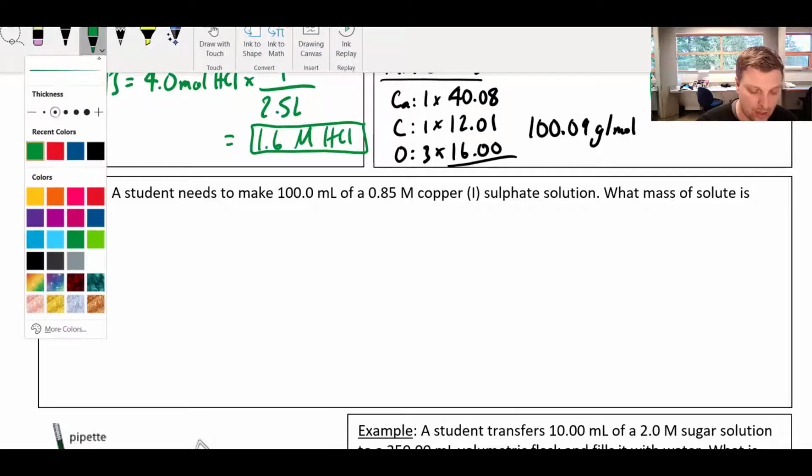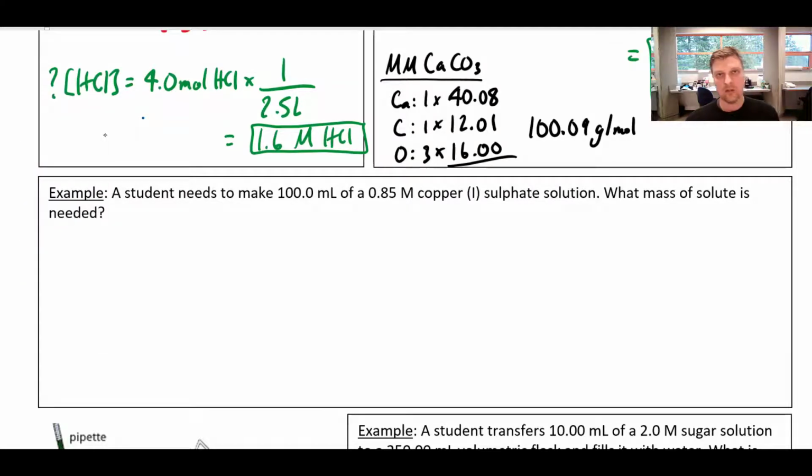Okay, so now we know how strong we need to make the solution. The question now is, how much should we start with? And this sort of makes sense. If you're in a lab, if you need to make a solution, you're going to have to work backwards to figure out, well, how much should I start with in the first place? So the question is, how many grams of copper 1 sulfate? Copper 1 sulfate is going to be Cu2SO4.